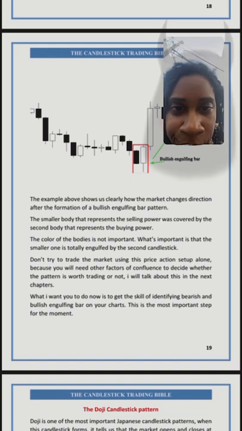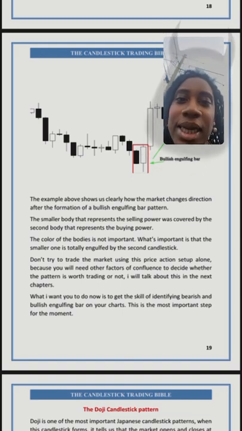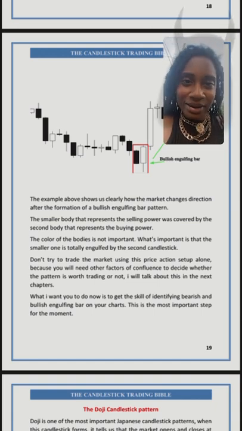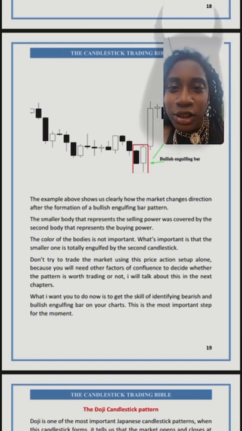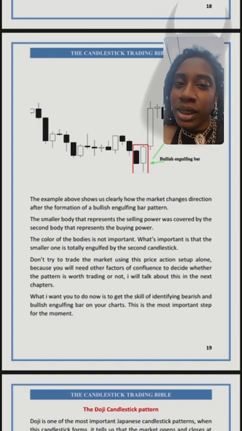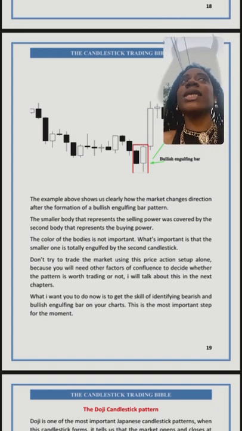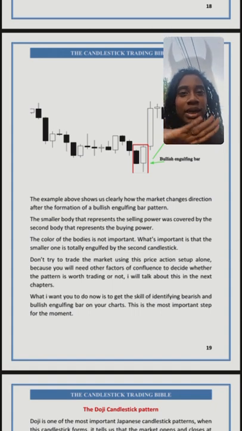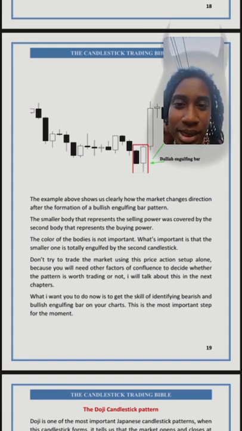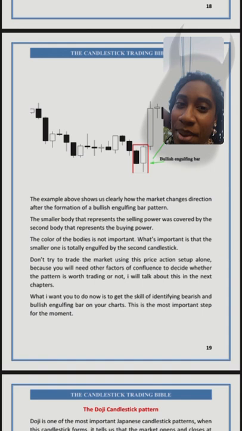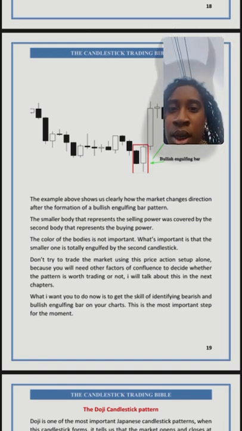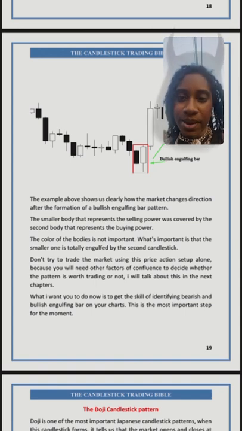Okay, here we go. So right here is an example of a bullish engulfing bar. That's what I was looking for, but I couldn't find it. Okay, so it clearly shows us that the market changed directions, right? It was in a sale. The black means it was in a sale, but the buyers came in and pushed the market up. Okay, the smaller body represents the selling power, which was covered by the second body, where it has buying power.